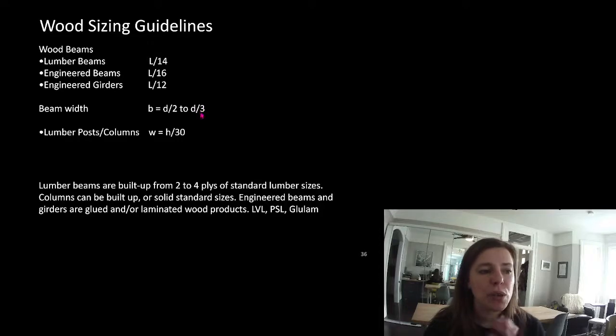D divided by 2 to D divided by 3. I have tried to be very careful to make it so that the answer is very obvious for you, so you don't get caught up in doing this calculation. Here's the important thing to remember.